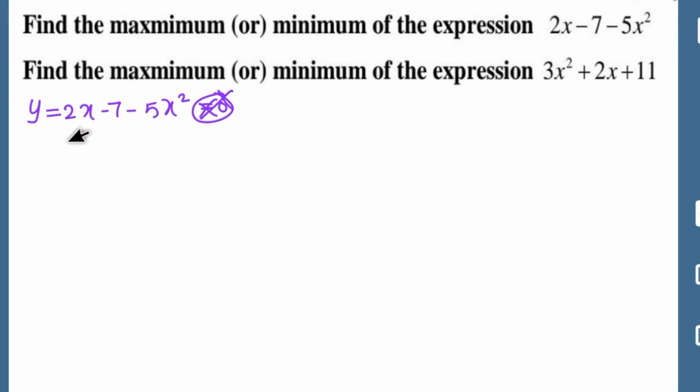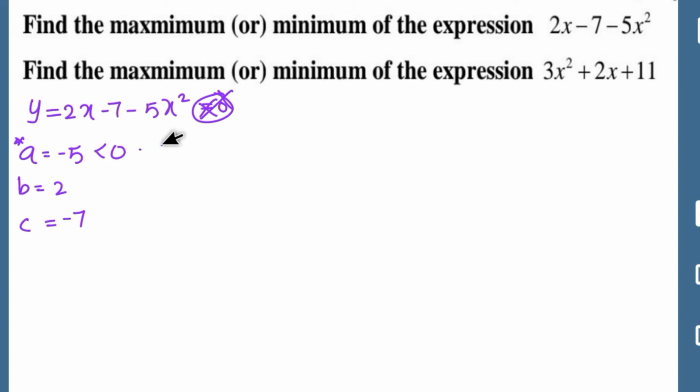So what is ax square? A equals minus 5. What is the b value? B value is 2. What is the c value? C value is minus 7. What is the a value? A value is minus 5. That's why it is less than 0. This is important. If a value is less than 0, then it has a maximum value. Which value does it have? It has a maximum.